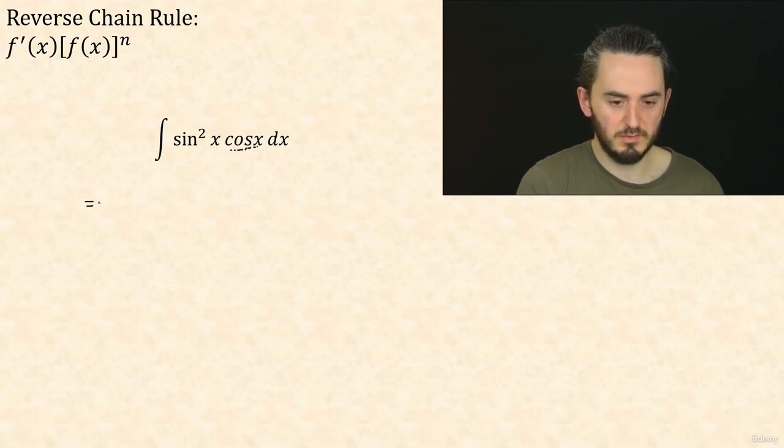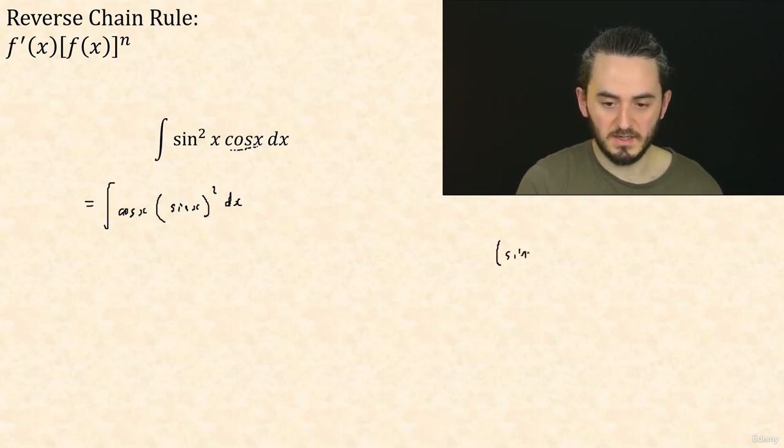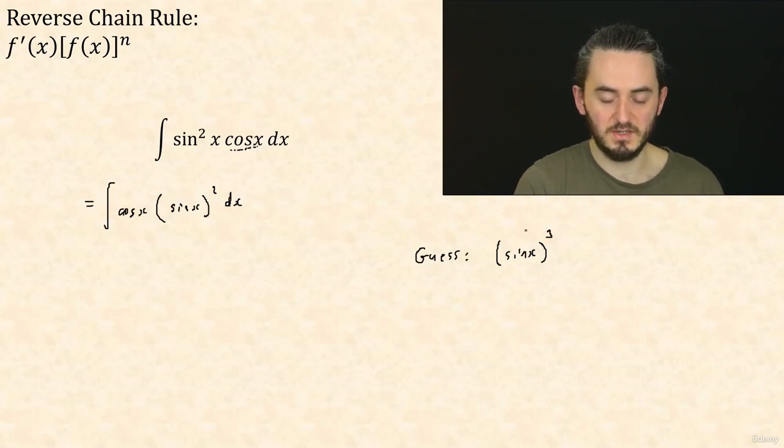Maybe it's easiest to rewrite this like this, cos x times sine x squared, because now it's quite clear that I've got a function raised to a power and the derivative of that function spat out. So what must have happened? What must have happened is sine x raised to a power that's 1 higher must have been differentiated. So that's going to be my guess. My guess is going to be sine x cubed, or sine cubed x.